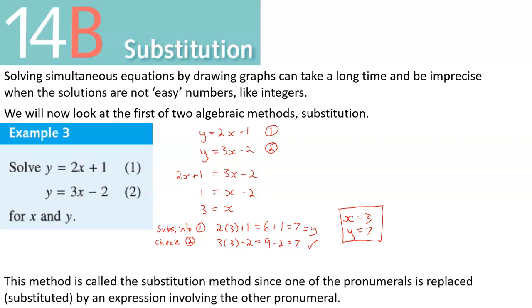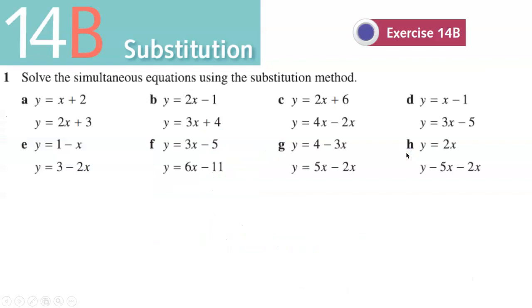Now, this method is called the substitution method because I'm replacing or substituting one of the pronumerals by an expression involving the other. So I'm using the fact that y is equal to 3x minus 2, substituting that into this equation here. Pause the video now while you have a go at question 1. As a bare minimum, I would like you to do these questions here.